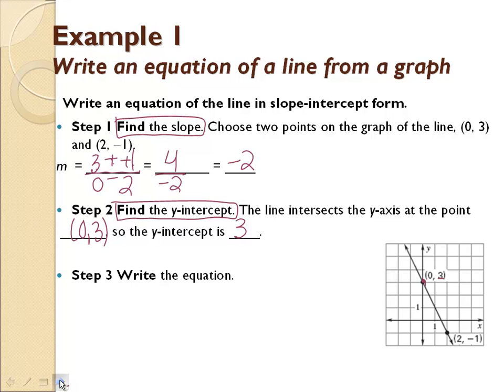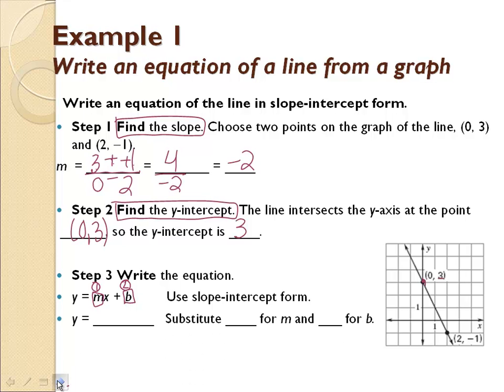The third step is always going to be to write our equation. We're going to use slope-intercept form, y equals mx plus b, and plug in our m from step 1 and our b from step 2. So I've got y equals, m from step 1 is negative 2. I keep my x. I keep my plus sign. My b from step 2 is 3. So I substitute negative 2 in for m and 3 in for b to get my final answer of y equals negative 2x plus 3. So make sure you follow those 3 steps. You find the slope, you find the y-intercept, and then you write your equation.